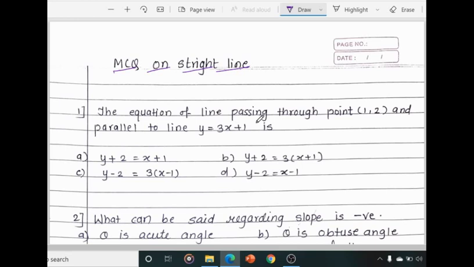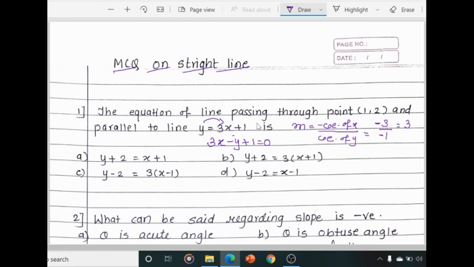So for that, we need to find out the slope of the given line first. But see, the line is not in the proper format, so convert it into the proper format. Take this y to this side: 3x minus y plus 1 equals 0. This is the standard form of equation. So for this, find out the slope. m equals minus coefficient of x upon coefficient of y. Here the coefficient of x is 3, so we write minus 3 upon coefficient of y, which is minus 1. The answer is 3. The slope of the line is 3.